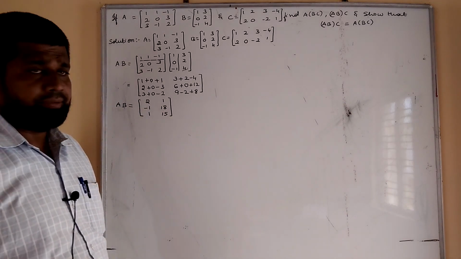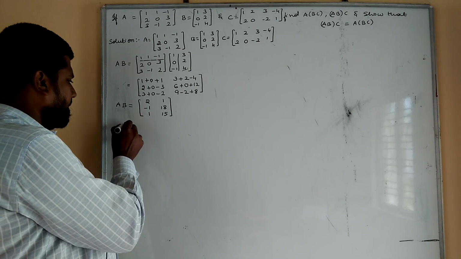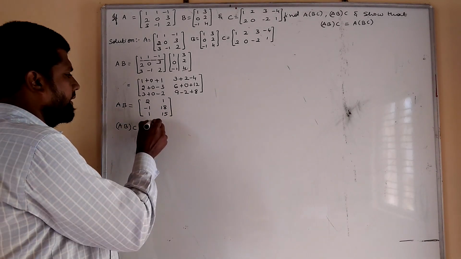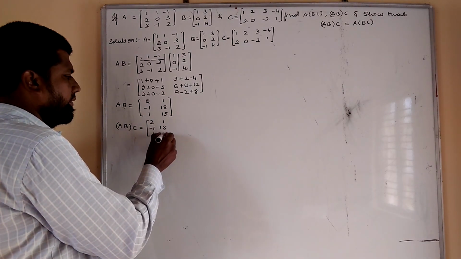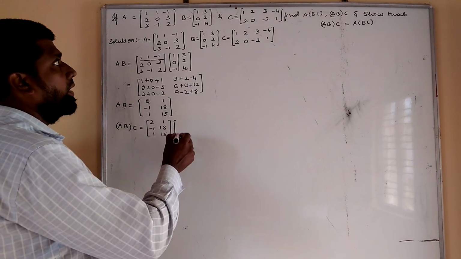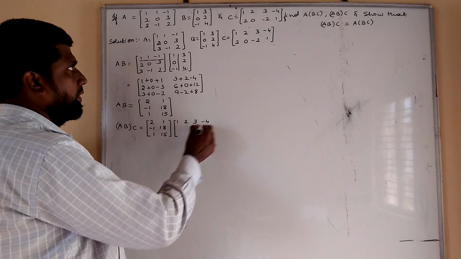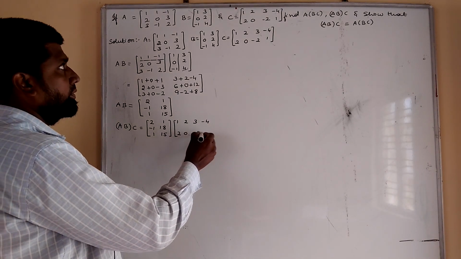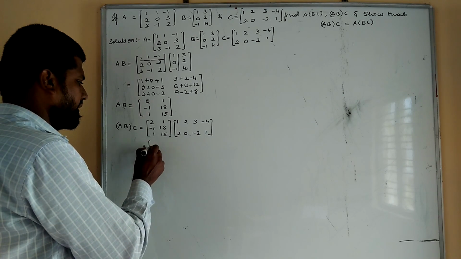We got AB. So AB is multiplied with C. Let us write the AB here: 2 1 minus 1, 18 1 15. This is AB. Now let us take C. What is in C? 1 2 3 minus 4, then 2 0 minus 2 1. This is C. So let us multiply AB with C.